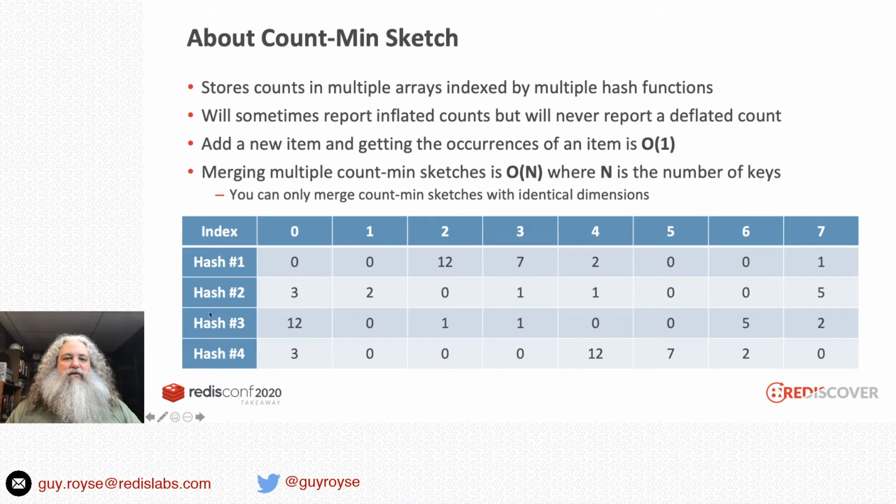Because you're just going through a series of hash functions, adding new items and getting occurrences is a constant time operation. And it also means you can merge them, where you can take multiples of these structures and just add them together. However, this will only work if they have exactly the same depth and width. And of course, doing that is going to be equal to the number of things you want to merge. But it's a fairly straightforward operation.